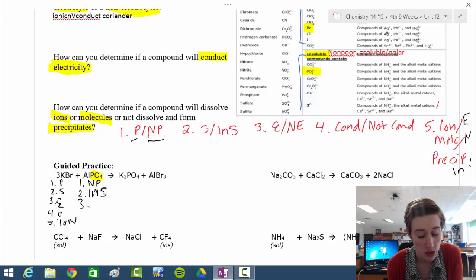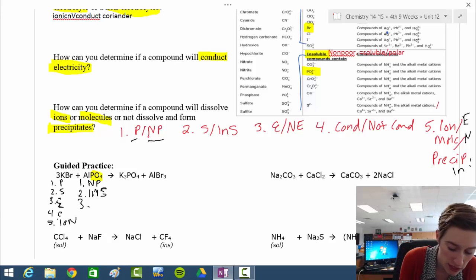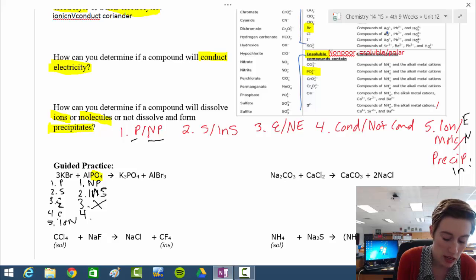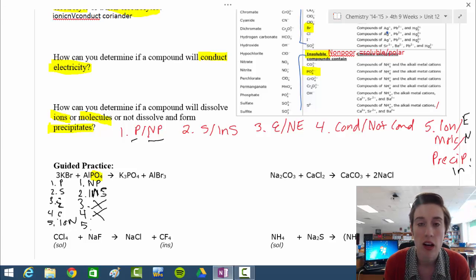Question 3, is it an electrolyte or is it a non-electrolyte? Well, if it's insoluble, it's none of those. So I'm going to leave that blank. Question 4 asks if it conducts electricity. And again, if it's insoluble or if it's nonpolar, it doesn't do any of that. Question 5 asks how it's going to dissolve. Will it be an ion? Will it be a molecule? Or will it be a precipitate? Anything that's insoluble will be a precipitate.